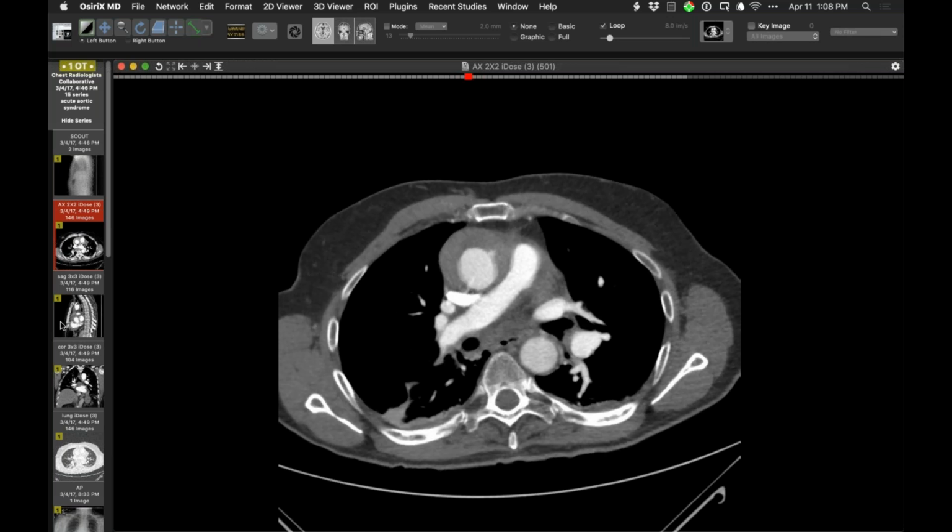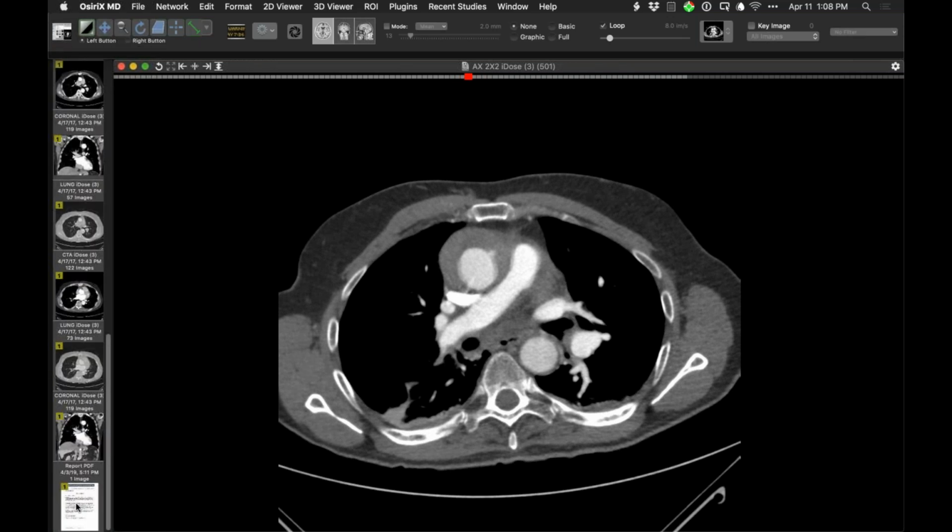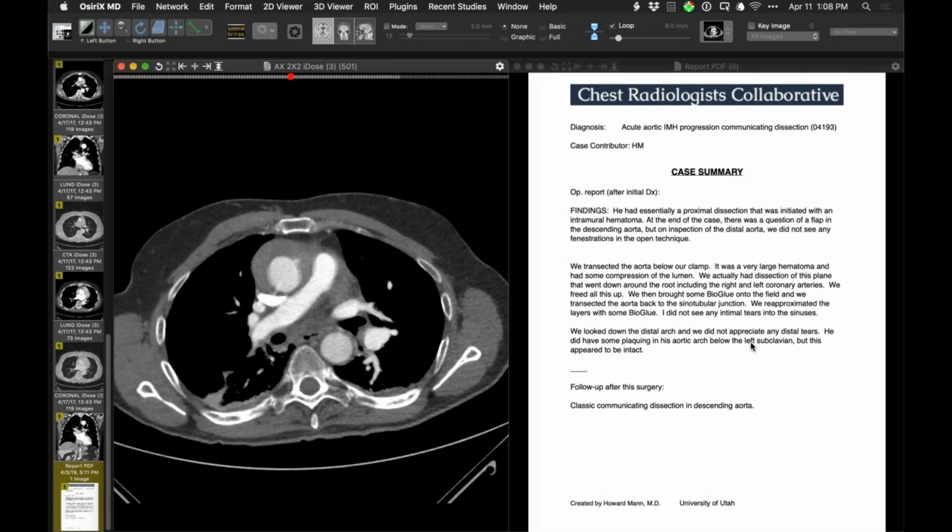So let me show you the op report and the description of what they found when they took this patient to surgery, which I'll put alongside. You can see they identified the intramural hematoma. They said at the end of the case there was a question of a flap in the descending aorta, but they didn't see that in the open technique. We looked down the distal arch. We did not appreciate any distal tears. Of course, they did fix the ascending aorta, put in a graft there.